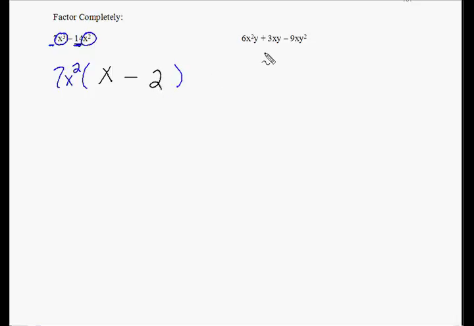Let's look at this next term. In this next expression, we notice that there are 3 terms. Again, looking at the coefficients first to see if there's anything common to all of them, there's a 3 common. Then we look at the variable part. This has an x and a y, an x and a y, and an x and a y. Although this one has 2 y's, this one does not. So I can only take out what they all have in common.